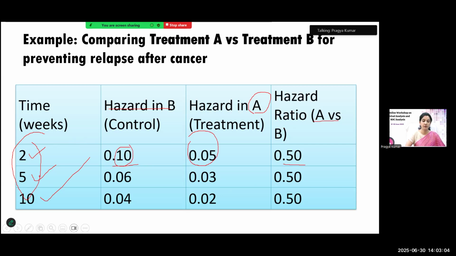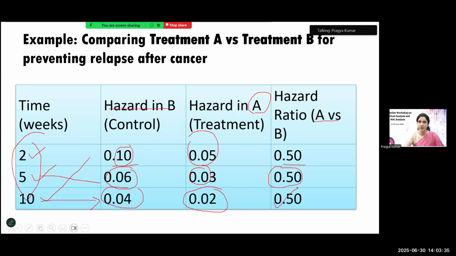Then if you see the hazard at 5 weeks, the hazard in group B is 0.06 and the hazard in group A is 0.03. So the hazard is different with time, but if you see the ratio, it is constant. Similarly, at 10 weeks, the hazard in the control group is 0.04 and in the treatment group is 0.02. If you see the ratio, it is again 0.5.